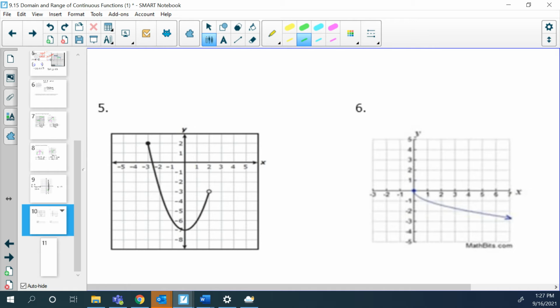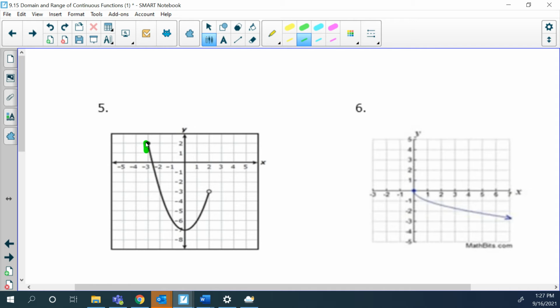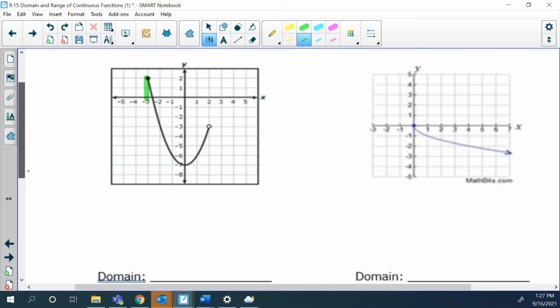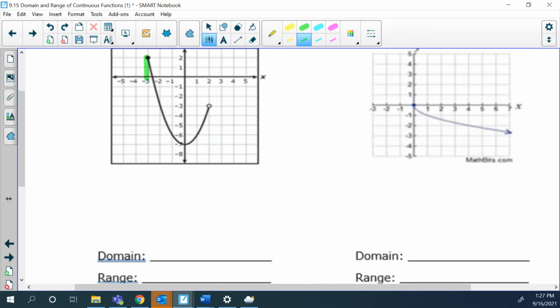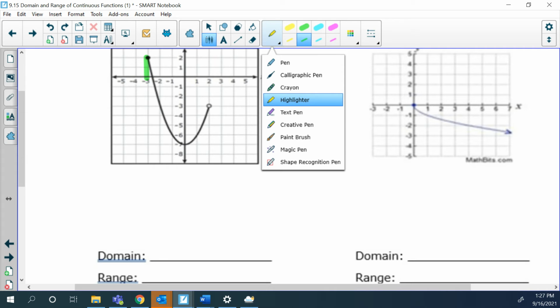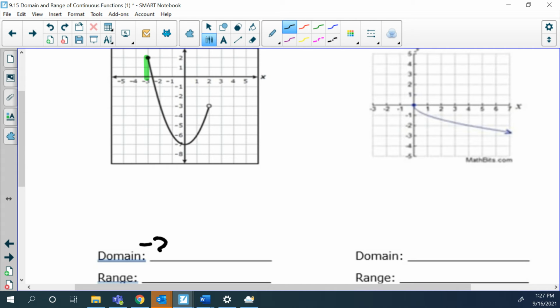So the graph starts right here. I come down to my x-axis. That's going to be -3. Let me scoot a little bit. All right, so that's going to be -3 over here.